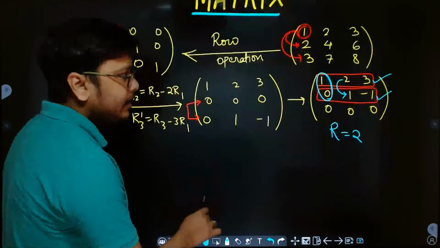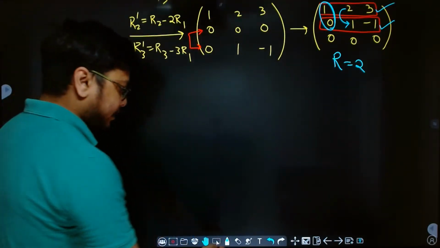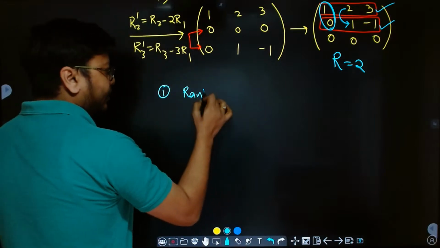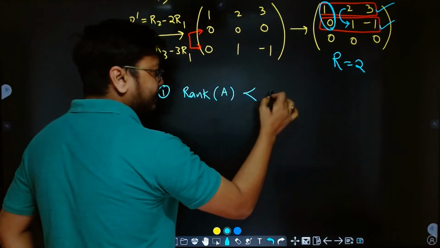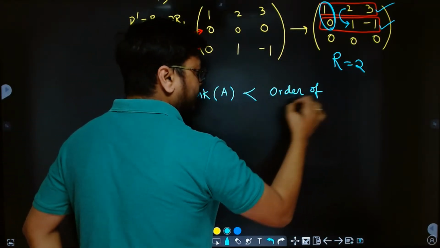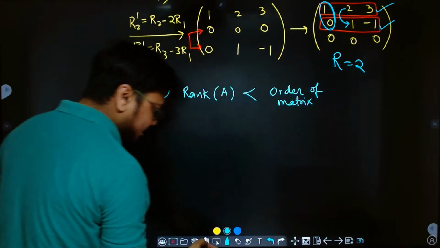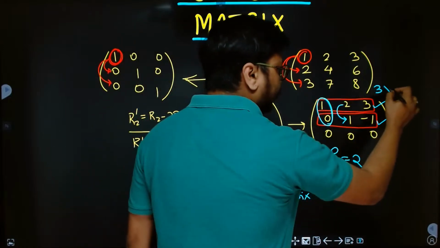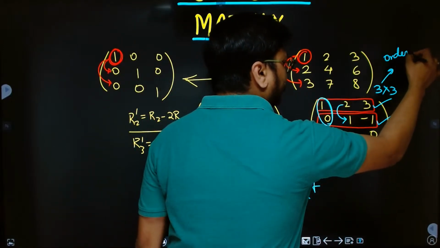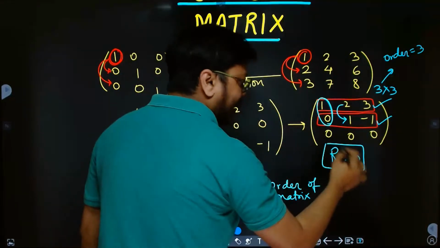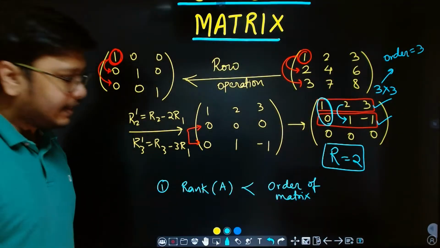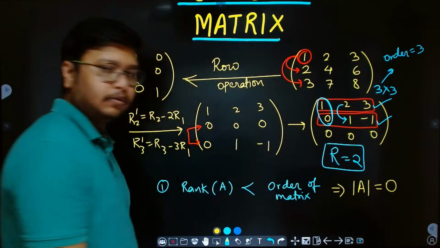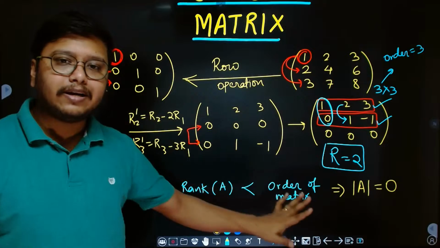I am not elaborating much on that. I will go into the properties of rank. Property number 1: if the rank of a matrix is less than the order of the matrix, as in this example, this is a 3 cross 3 matrix, so its order is 3, and rank is 2. So rank is less than the order. If rank is less than order, then we can say the determinant of that matrix is definitely 0.